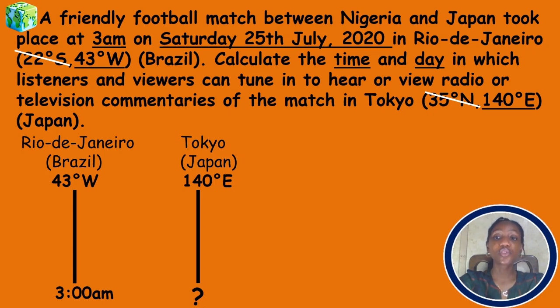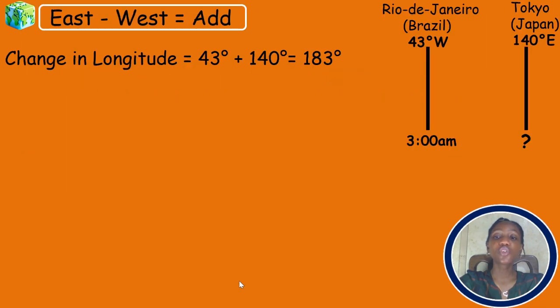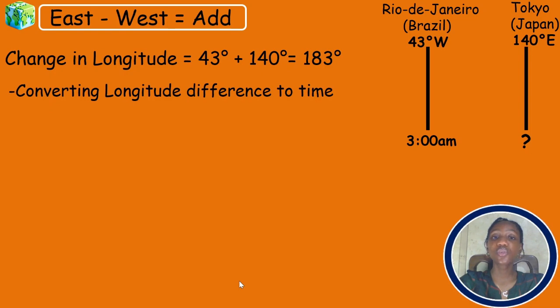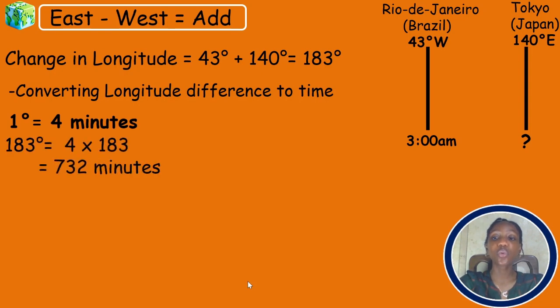At this point, you guys should be able to differentiate latitude from longitude. Longitude is the measurement of a location east or west of the Greenwich meridian. So anything east or west is longitude, as we've defined this at the beginning of the video. Now, since both places are on different longitudes, we are going to use the principle of addition. We have our longitude difference as 183 degrees. The next thing we need to do is convert longitude difference to time. And I'll be using the equation 1 degree is equal to 4 minutes. And so 183 degrees will be equal to 732 minutes. And from 732 minutes, we get 12 hours with 12 minutes left over.